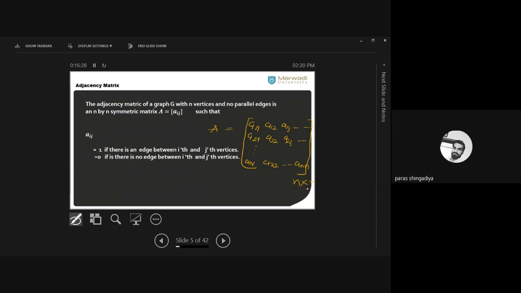What is the meaning of Aij? Clear? Let's create a simple graph which includes 4 vertices. That is the first vertex, that is the second, that is the third, and it is the fourth. Okay. And I consider some arbitrary edges here. Clear? This is my graph, and I have to find its matrix. इसको मुझे matrix में convert करना है, ठीक है?